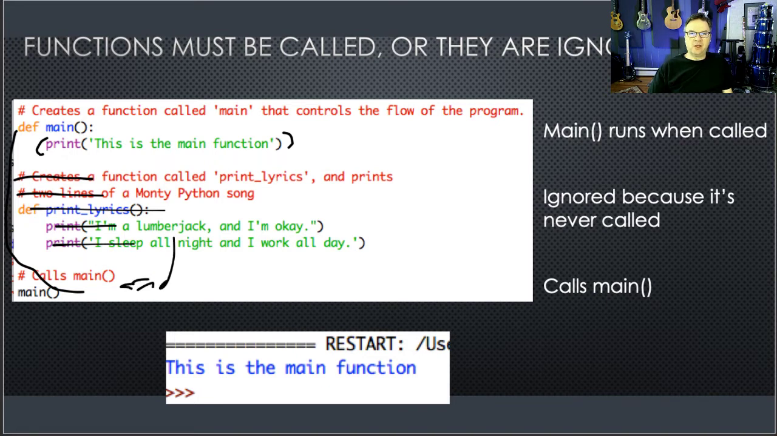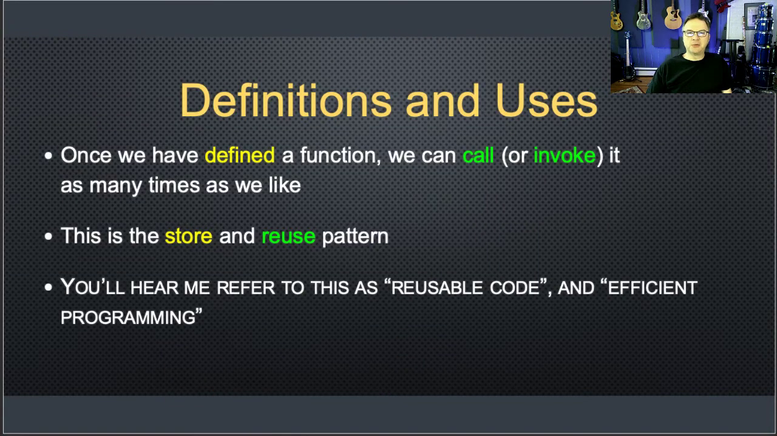End. Right? Why didn't this run? Well, simple. There's no call for that function. Right? There's no print lyrics, parenthesis, anywhere. So the only thing that ran was the main function. Right? So that's kind of an important distinction. You've got to call these functions before they'll actually run. So when we call a function or invoke it, I'll usually say call, invoke is also correct. What happens is the function actually operates.